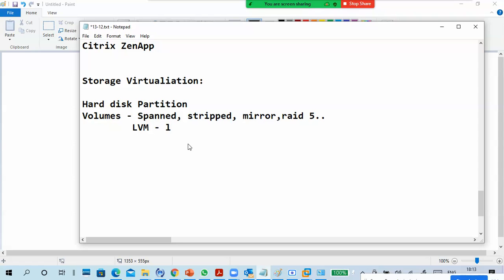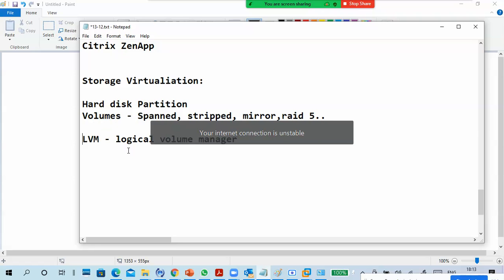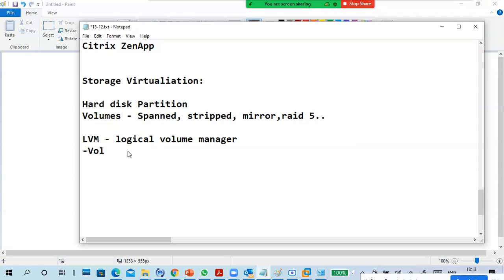Anybody knows LVM? Linux administration. Okay, if it is no problem. There is a terminology, just I am typing.